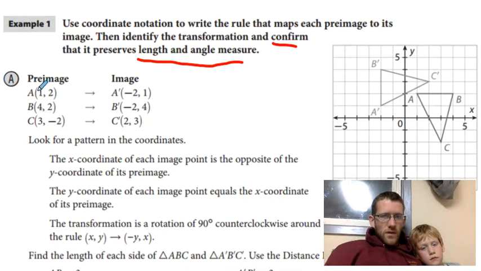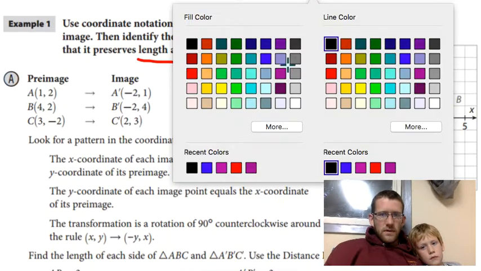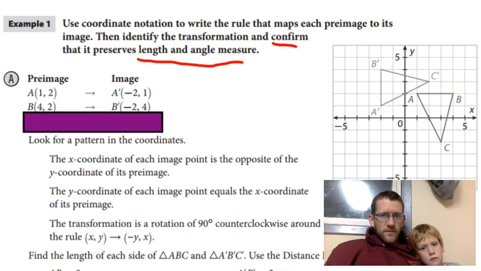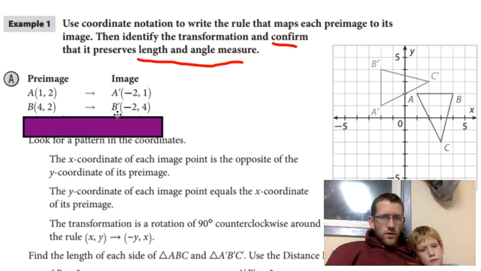So we start with A is 1, 2. A prime is negative 2, 1. Do you see that, Willie? How they start here and then they become like this. So point A starts at 1, 2, and then A prime becomes negative 2, 1. B is at 4, 2. It becomes B prime at negative 2, 4.